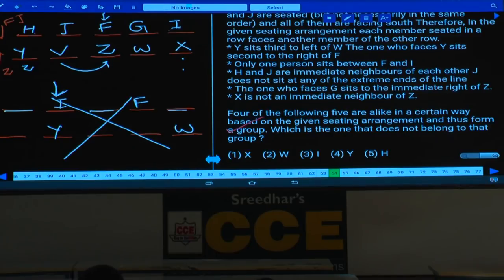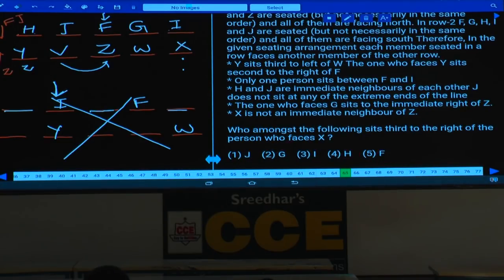Then question number 64. Four of the following are alike, that means odd man out. Now in this odd man out, W, X, Y. X is at one of the corners, I is at one of the corners, Y is at the corner, H is at the corner, except W. The remaining 4 persons are at the corners and W is not at the corner. Choice 2.